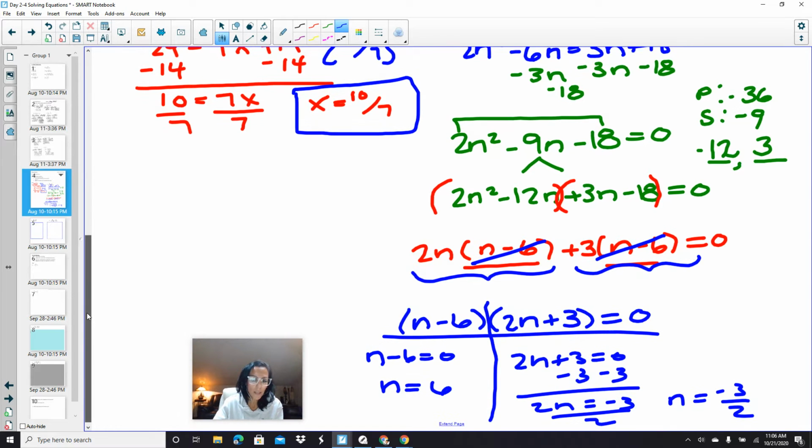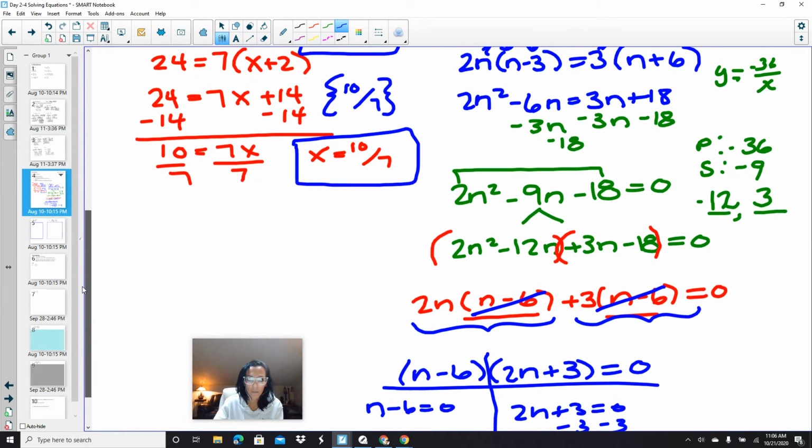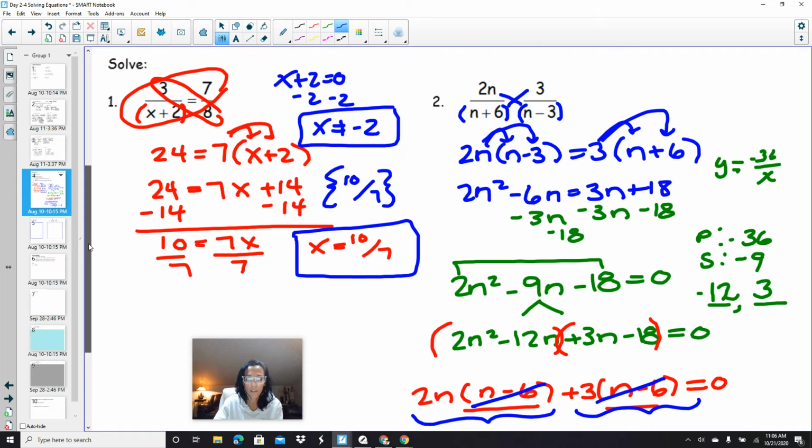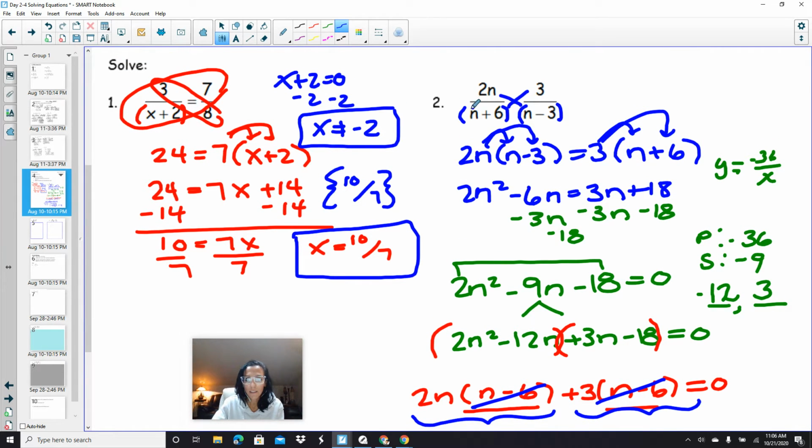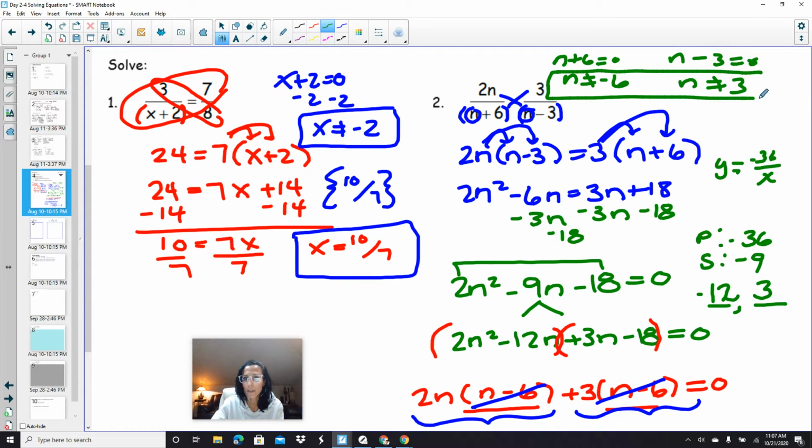Now let's go back up and make sure we have stated our domain restrictions. So we look at the denominators here. I notice here there's a variable and here's a variable. These cannot be values that make either of these denominators 0. So let's check. N plus 6 equals 0. That means n cannot be -6. Let's do the other one. N minus 3 equals 0. That means n cannot be 3. So those are called my domain restrictions.